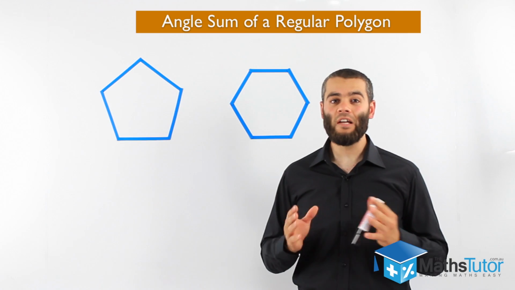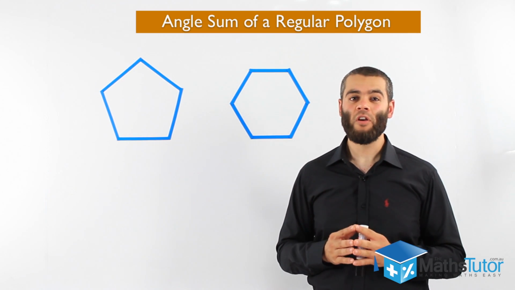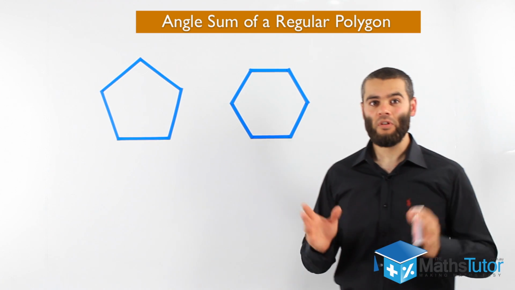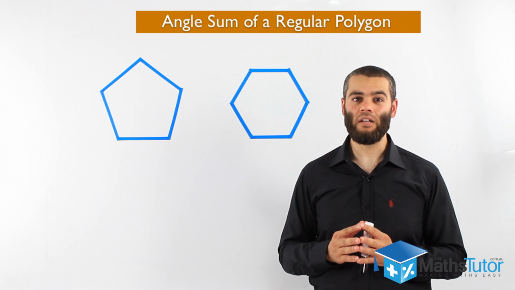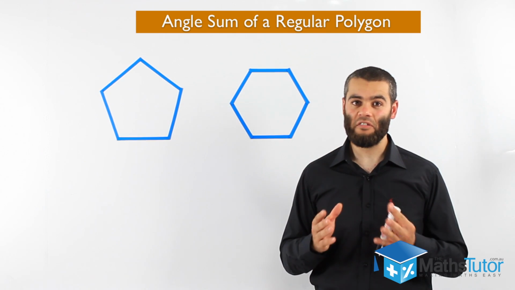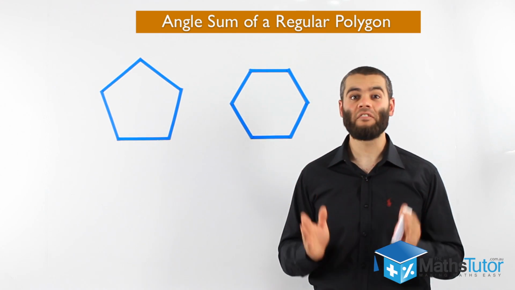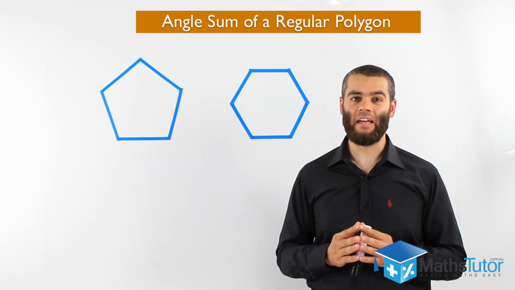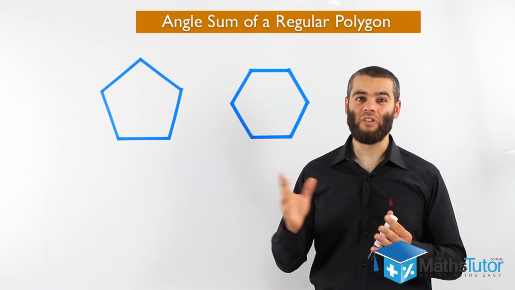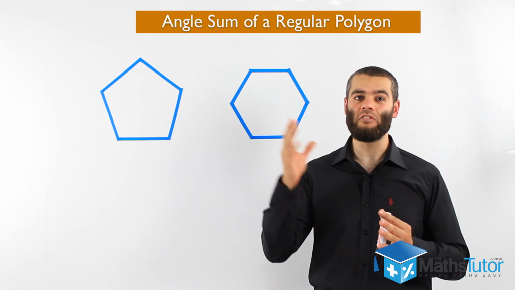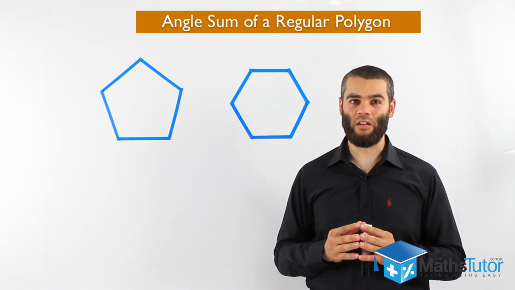Okay guys, you'd like to know how to find the angle sum of a polygon. First of all, let us define what a polygon is. A polygon is a plane figure that has 3 or more straight sides, and of course it has angles.